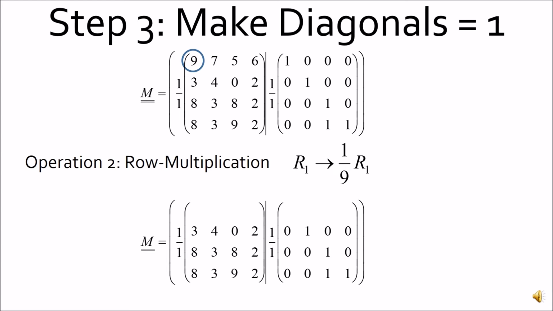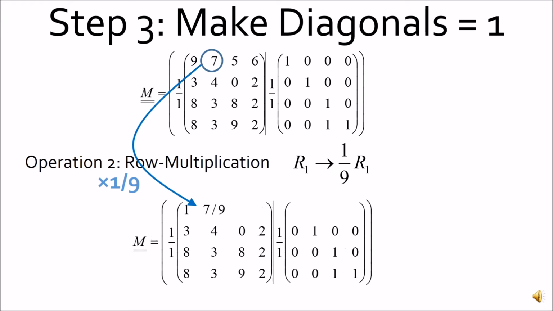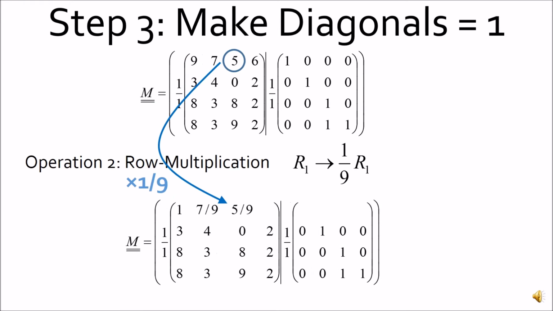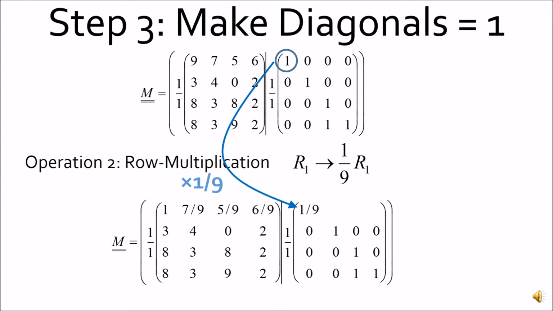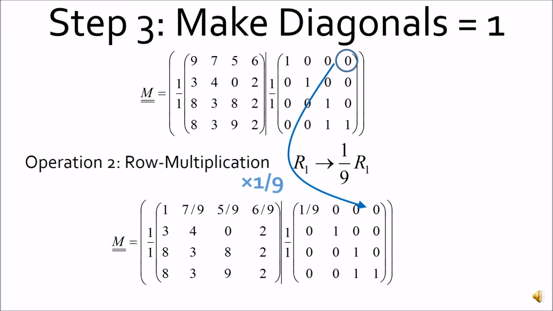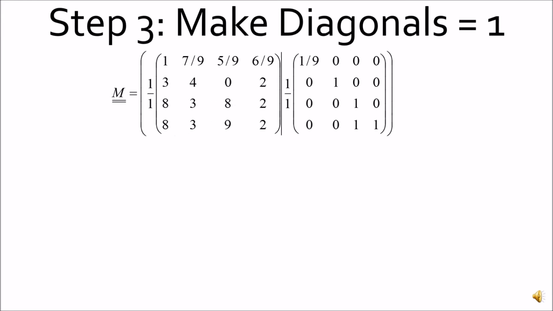So I'm just going to go through each element. 9 times 1 over 9 is 1, and we basically divide every element in the row by 9, and you get these fractions here. And of course, as usual, you have to go through the whole matrix, both the left hand side and the right hand side. Okay, so there we have it. We have carried out our first operation. We have 1 in the top left hand corner.